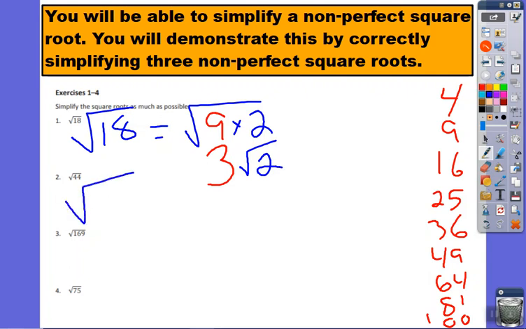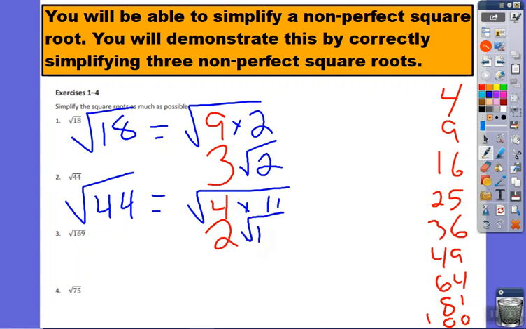What makes 44? So I'm going to look at my list and see if I've got any red numbers that can divide into, or multiply with something else to make 44. Either way to say it. So here is 4 times 11. The square root of 4 is perfect. What makes 4? That is 2 times 2, and that 11 is going to be forever alone inside the square root. So 2 radical 11 is our answer.